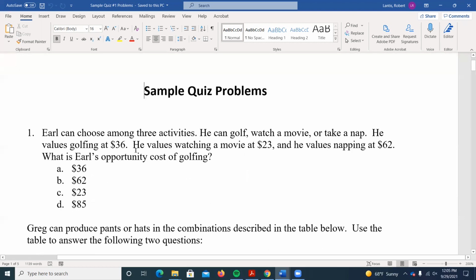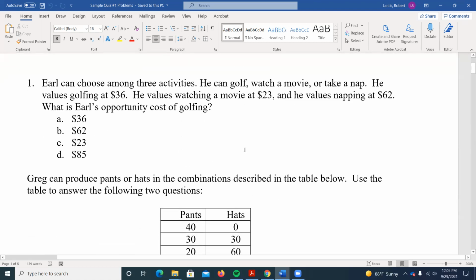Yeah, so this goes back to a really old concept, right? You've got an individual who can go golfing, watch a movie, or take a nap. He values these activities at different values: golfing $36, movie $23, and napping $62. So what would the opportunity cost be if they go golfing?